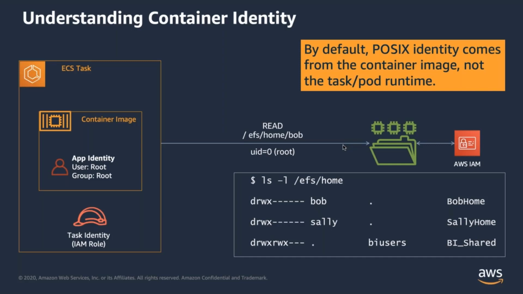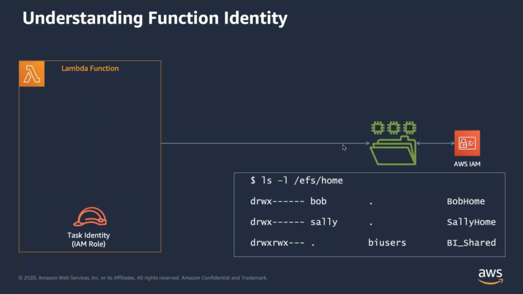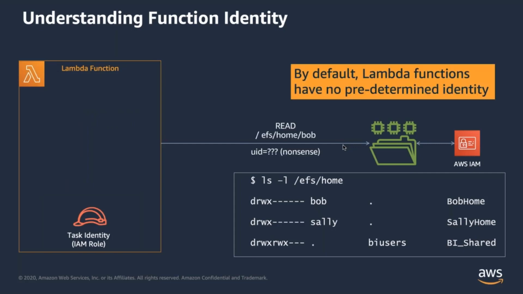Now with functions, with Lambda functions, it's a similar situation, except you actually don't know what user ID and group ID are going to come in, because that's something that AWS handles under the hood. So it's not going to be root because of the way that we set it up, but you don't know what it's going to be either. So you can't depend on it for the purposes of access enforcement.